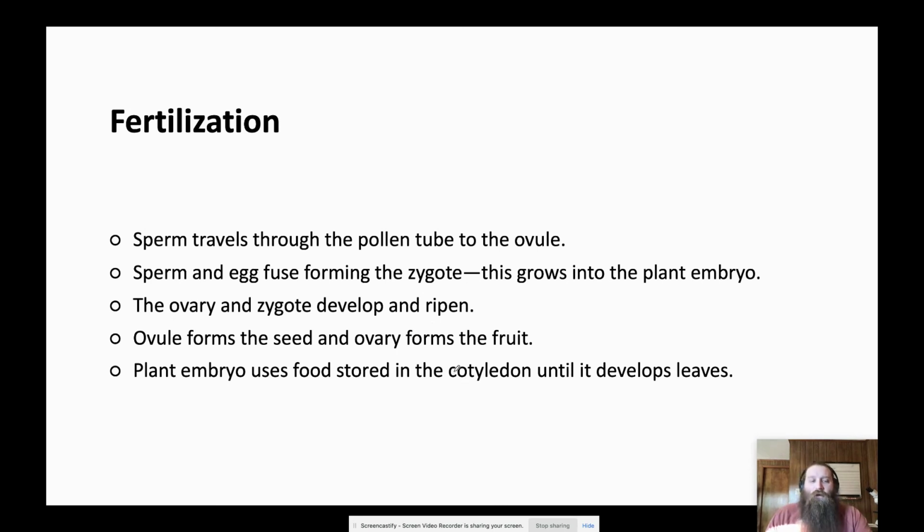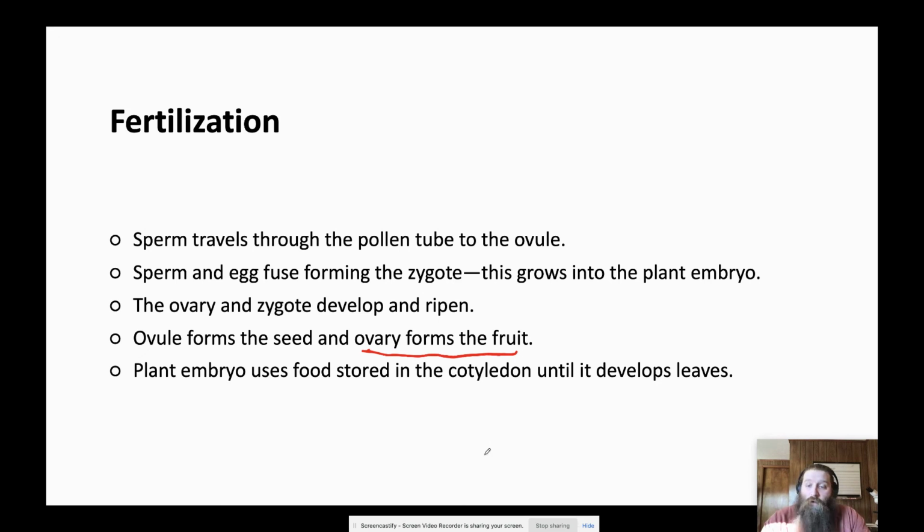Now, the outside of the ovule is the ovary, and the ovary is going to mature. It's going to thicken. It's going to form the fruit, okay? And then when it falls on the ground, the plant embryo, the seed, can use the fruit or use the food that's been stored around it in order to develop, all right, and eventually grow some leaves so it can do photosynthesis.